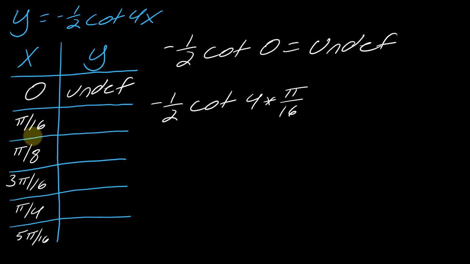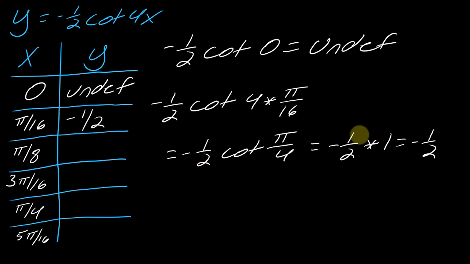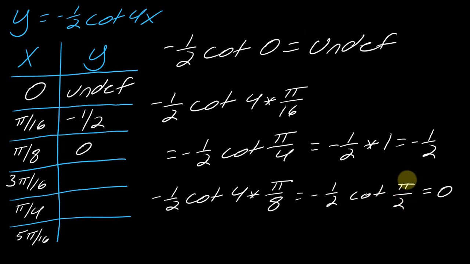If I plug in pi over 16, just be careful with your math. So 4 times pi over 16 is going to become pi over 4, and then negative 1/2 cotangent of pi over 4. Cotangent of pi over 4 is equal to 1, but then when I multiply that by negative 1/2, this whole thing will equal negative 1/2. And then next we have negative 1/2 cotangent of 4 times pi over 8, so that will simplify to negative 1/2 cotangent of pi over 2, so that's just going to equal 0 because cotangent of pi over 2 is 0.